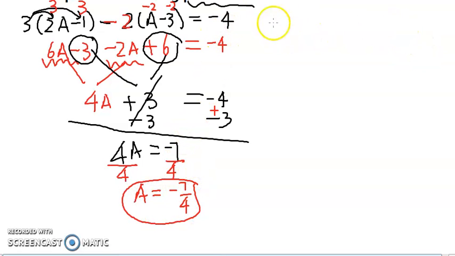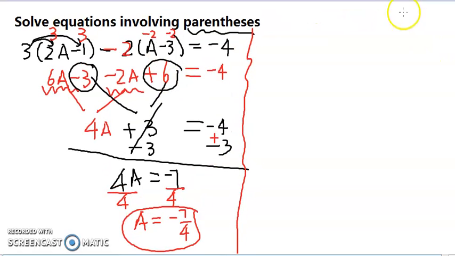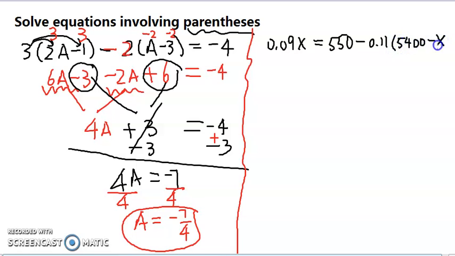Now the second problem also has parentheses, but it also has decimals in there. So 0.09x equals 550 minus 0.11 times 5400 minus x. There are two ways we can do the problem.